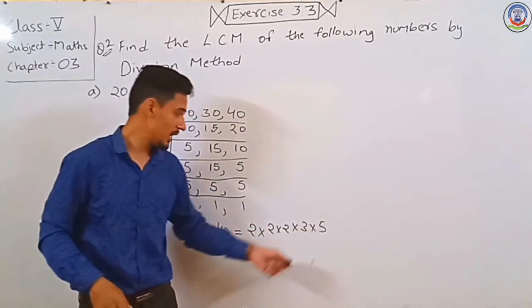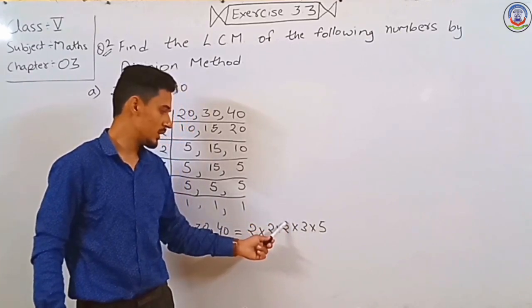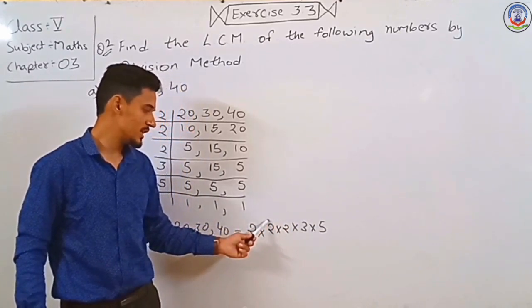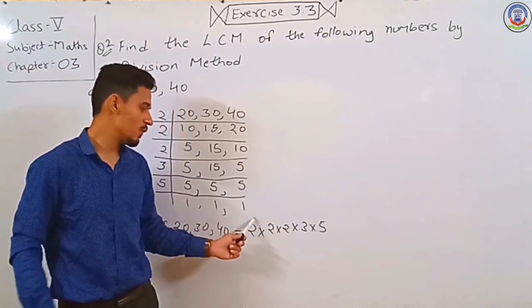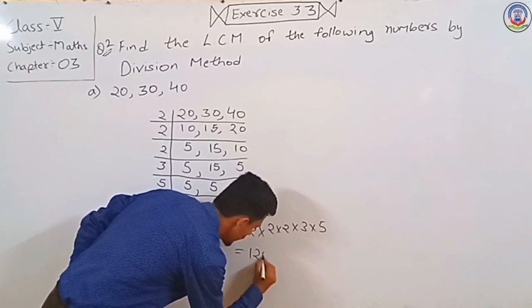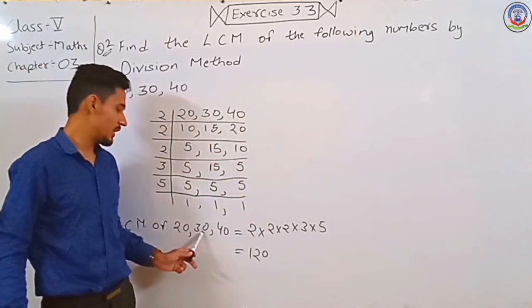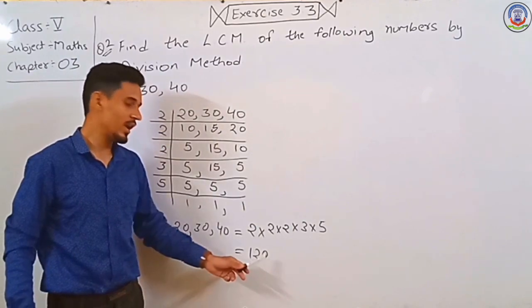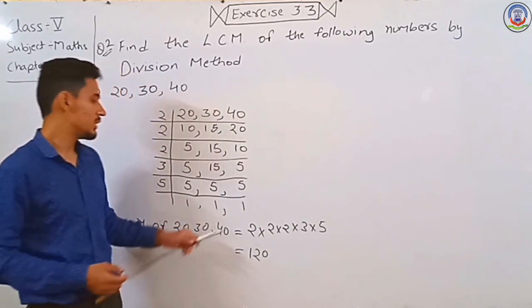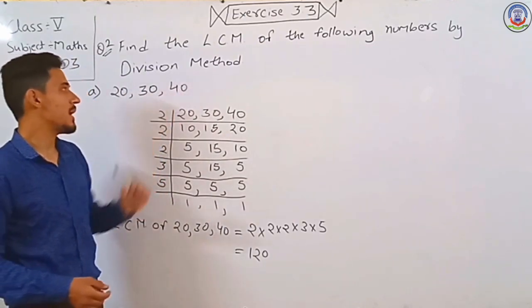So let's begin. 5 3s are 15, 15 2s are 30, 30 2s are 60, 60 2s are 120. So we write here 120. So our LCM of 20, 30 and 40 is 120. So that's how we can find the LCM by division method.